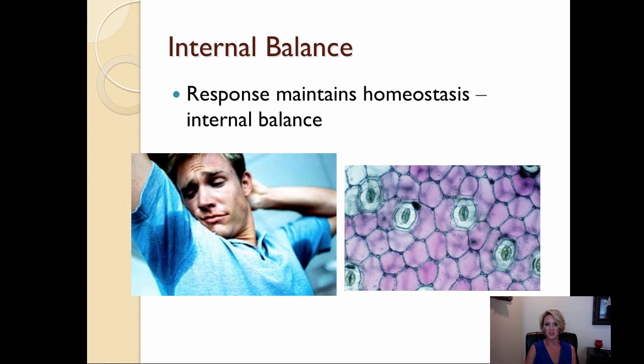Now, this gross picture shows homeostasis in a guy who's working out. And we've all done this. You sweat when you get too hot. And the idea behind that is your body recognizes that your internal core temperature is getting too high, which can be deadly. So it will release water through the pores onto the skin, which will then evaporate and take heat with it and cool the body off.